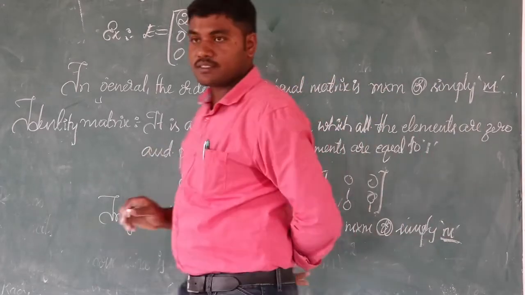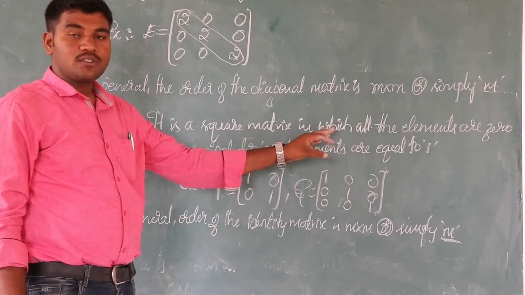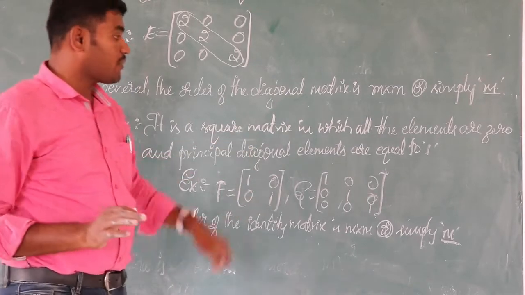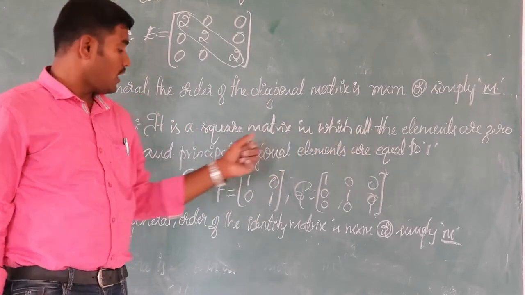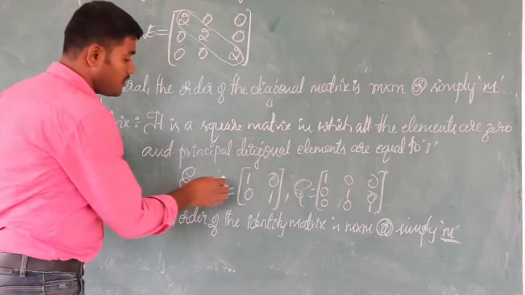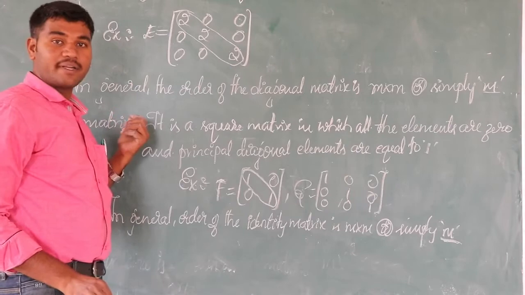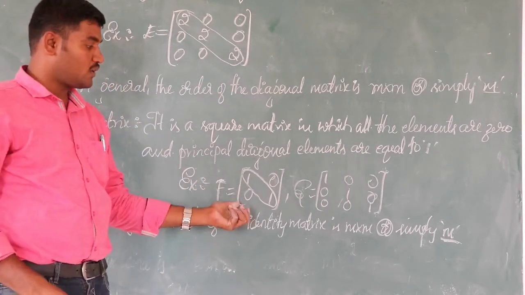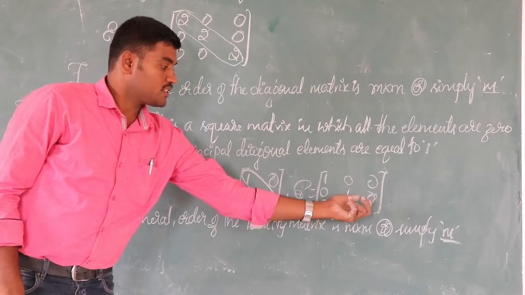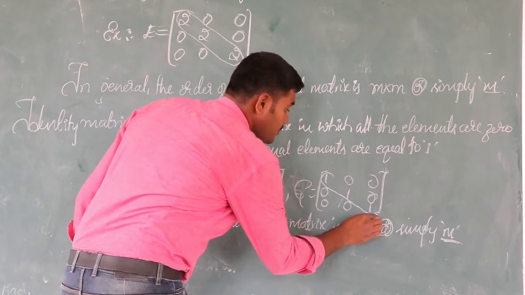Now identity matrix. Identity matrix means it is a square matrix. Square matrix means, as you know, number of rows and number of columns are equal to each other. Here identity matrix is a square matrix in which all the elements are 0 except principal diagonal elements, which are equal to 1. Principal diagonal elements means these elements. These elements are always equal to 1 in identity matrix and the rest of the elements are equal to 0. Take one more example. First row elements 1 0 0, second row elements 0 1 0, third row elements 0 0 1. These elements are termed as principal diagonal elements.